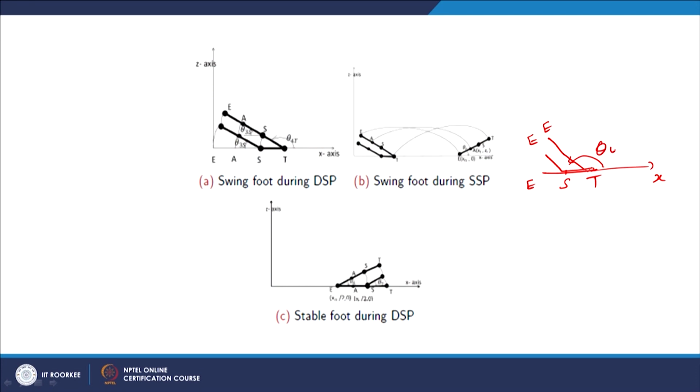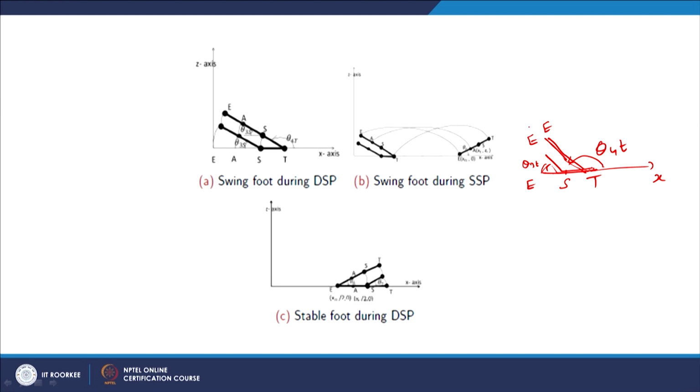This is theta 4 t, and the angle between the extension and this one is called theta 3 t at each instant of time. For example, here theta 3 t is 0, since T s and S e are coinciding. So the angle is 0 at this instant of time. At this position, T s and S e have an angle measured in this direction.